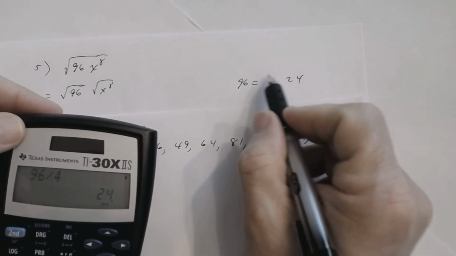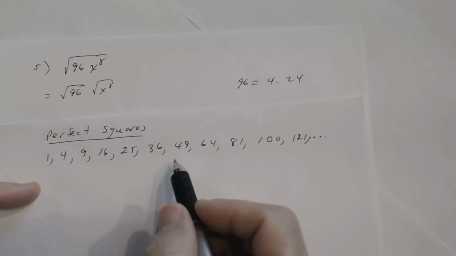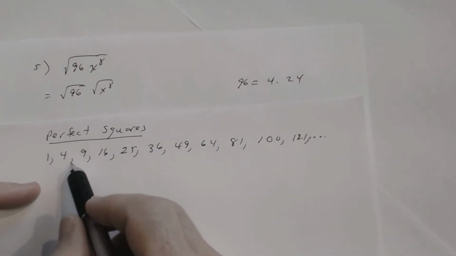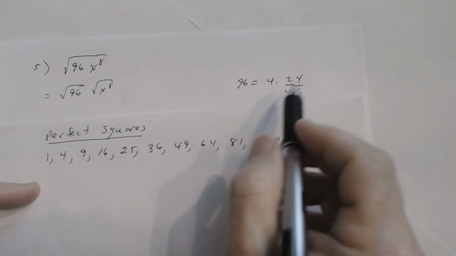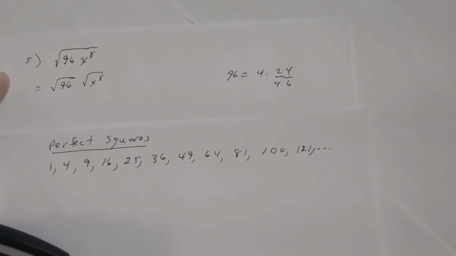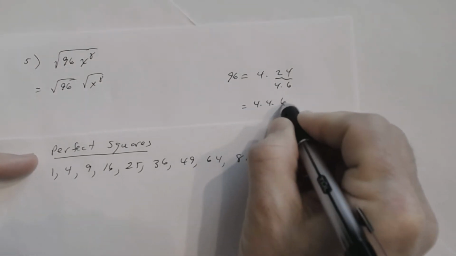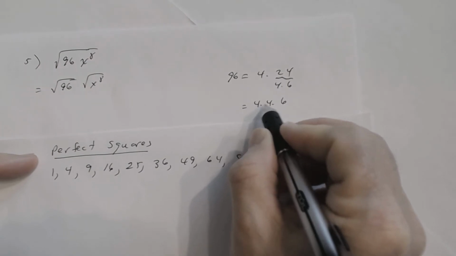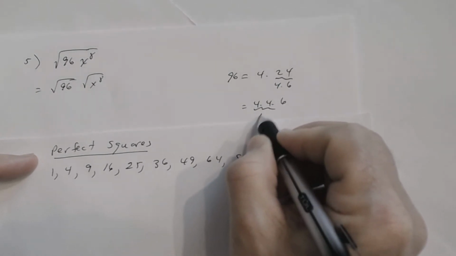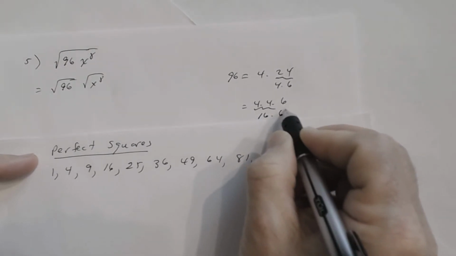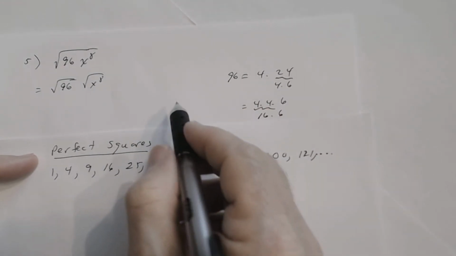But the question is, was 4 the largest? Well, let's look at 24. Is there still another perfect square that goes into 24 evenly? Yeah, 4. So y'all agree that this 24 is 4 times 6? And so therefore, 96 is 4 times 4 times 6. So if 4 is a perfect square and 4 is a perfect square, then that means our product, 16, is also a perfect square. And there is no perfect square other than one that goes into 6, so 16 is the largest. So I'm going to use 16.